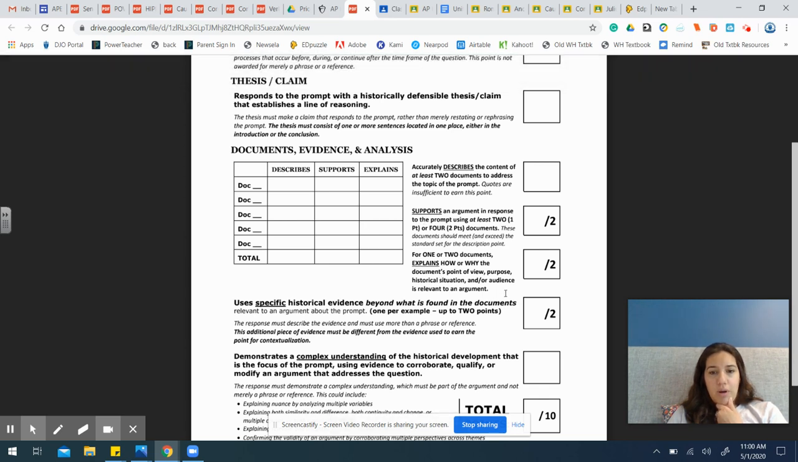So in the explanation part, you're really talking about the document's point of view. Okay, so this covers the author, okay, and the purpose. So who is the author? Basically, you're talking about bias. And you can't just say that it's bias, you have to explain how this document could be biased, okay? Then you have to explain the purpose of the document. So the purpose of the document was, why was it written? What were they hoping to get out of it?